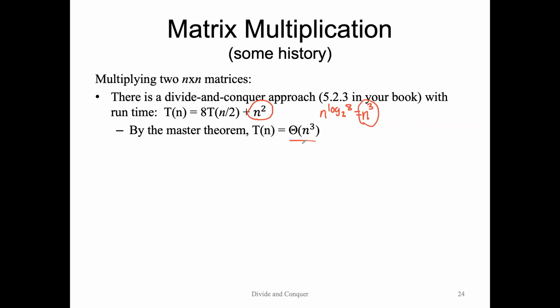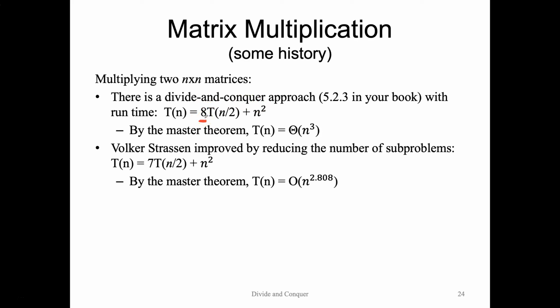Similarly to how we did with integer multiplication, there is a neat algebraic trick where we don't have to use quite as many subproblems as the divide and conquer approach that the book talks about first. And this is what computer scientist Volker Strassen used in order to improve the running time of matrix multiplication. He realized that really we don't need 8 subproblems, we only need 7 of them. And again, this algorithm is in your book if you want to take a look at it.